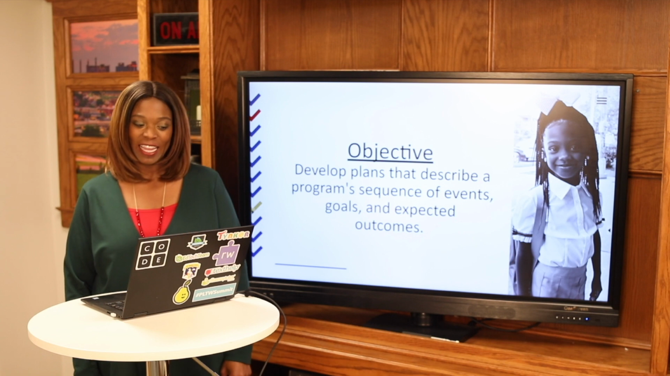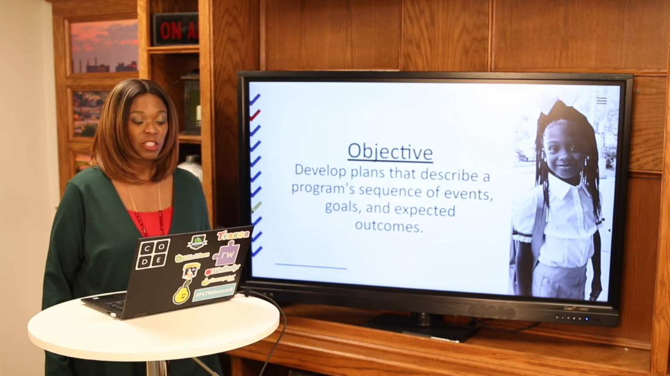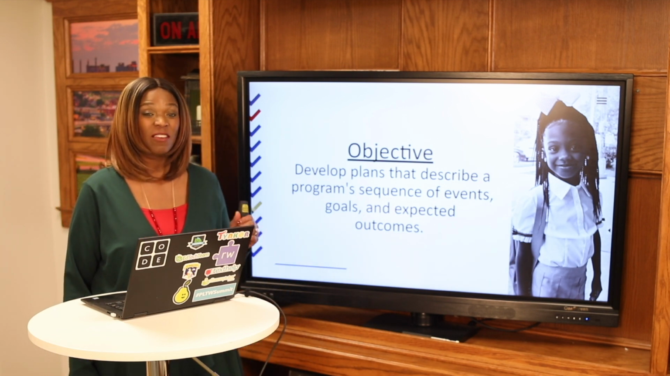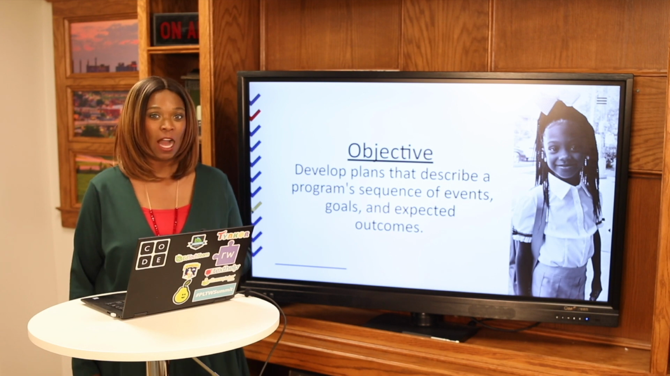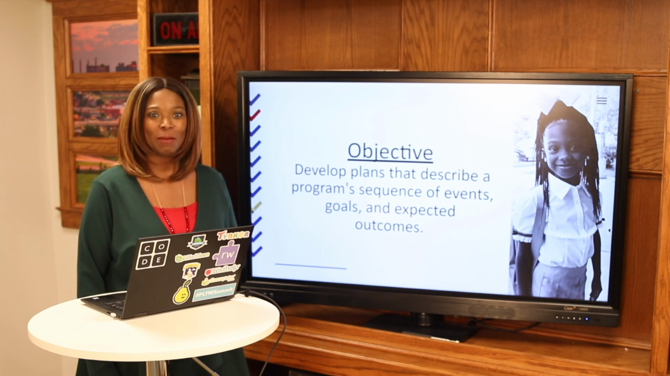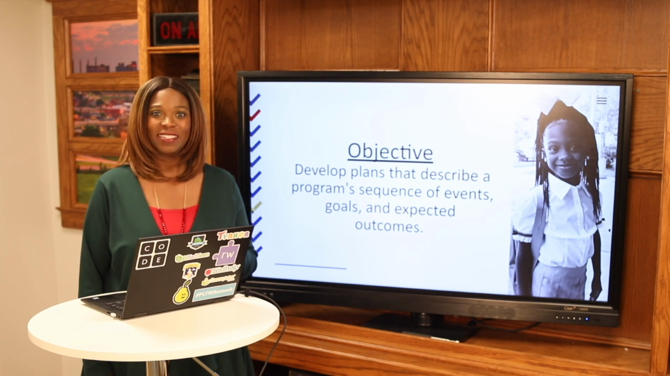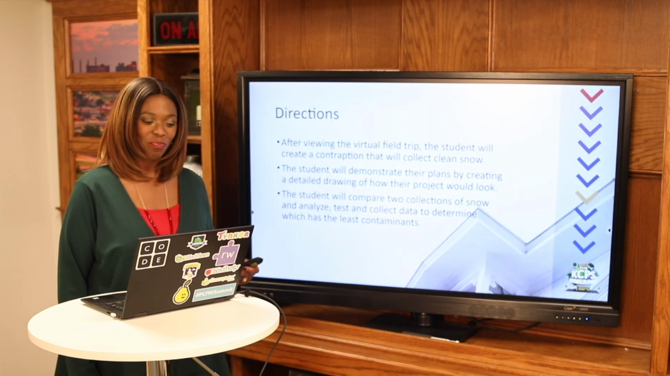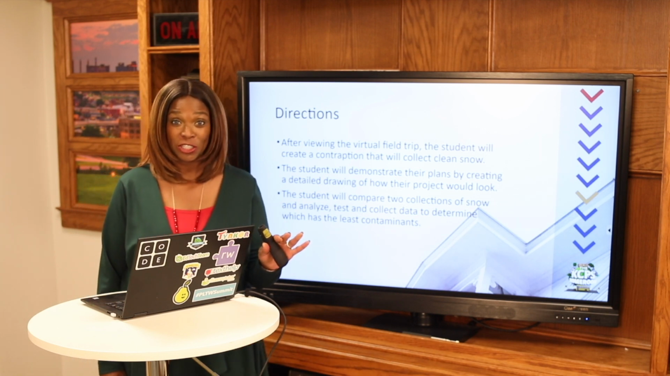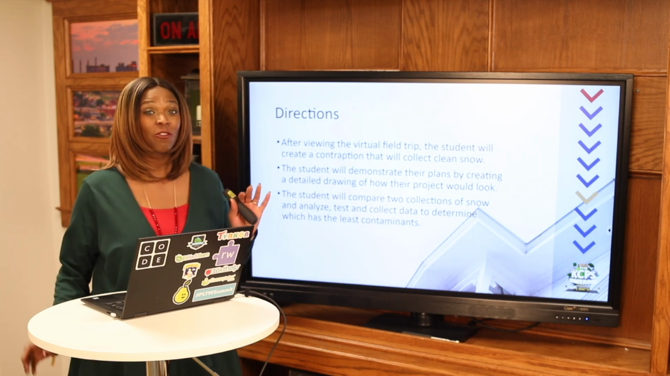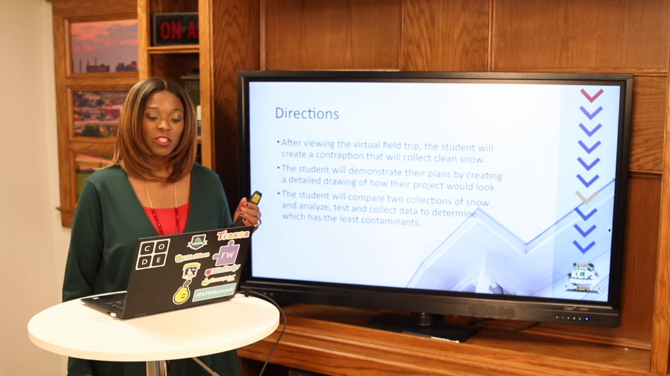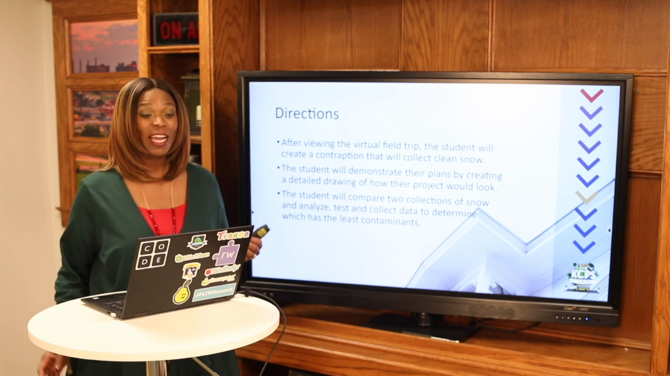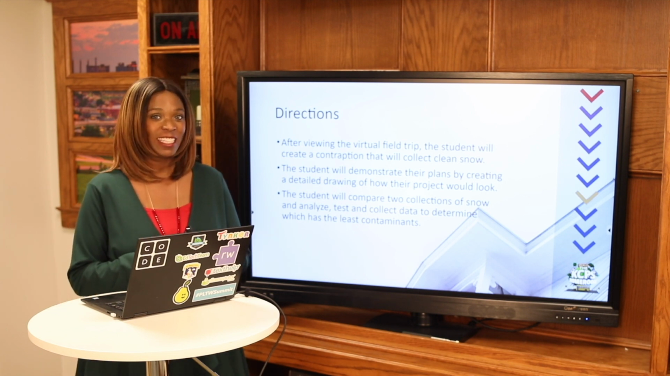Our objective today is going to be to develop plans that describe a program sequence of events, goals, and expected outcomes. What do you think we're going to be doing in the end? You guessed it, we are going to make a computer program. Yes, we are. All right, so here's your directions. After viewing our virtual field trip, the students will show and create a contraption that's going to collect clean snow.